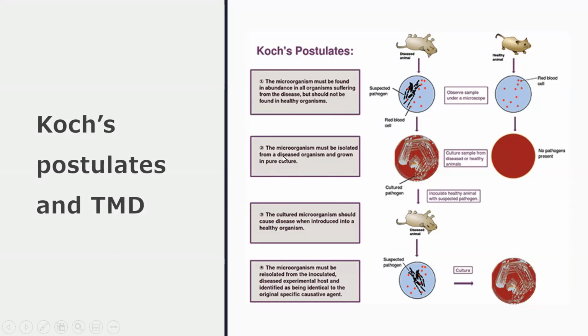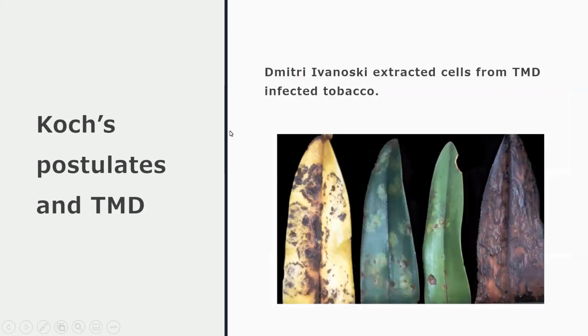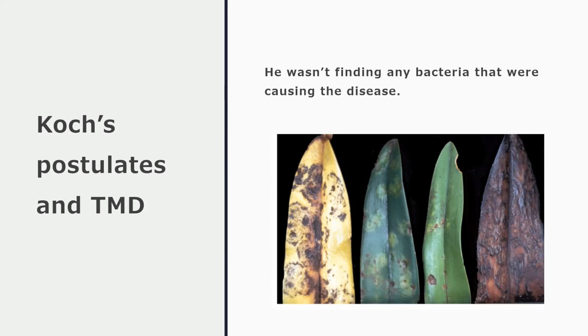Well, when Ivanovsky tried to do this with tobacco mosaic disease, he was unable to. So he extracted cells from the TMD infected tobacco, but he wasn't finding any bacteria that were able to grow or that were causing the disease. So around this time, remember, he could look at this through a light microscope. He could try to grow it in culture media, but he was having no luck at culturing the organism causing this disease.